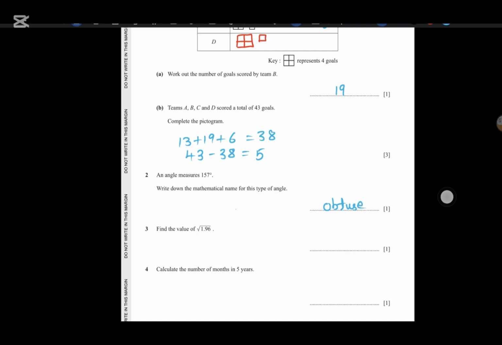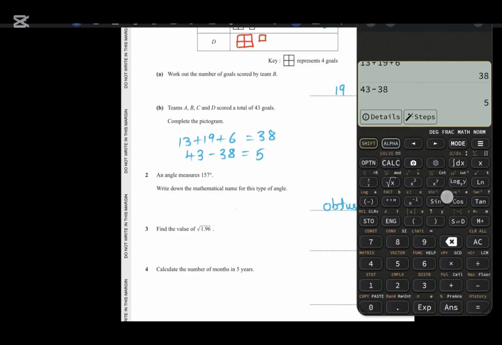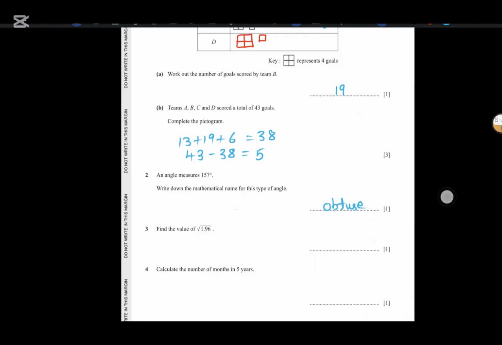Find the value of root 1.96. Find it out. The square root of 1.96 is 1.4. So 1.4 is the answer.